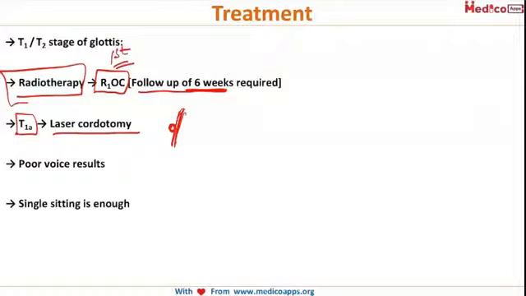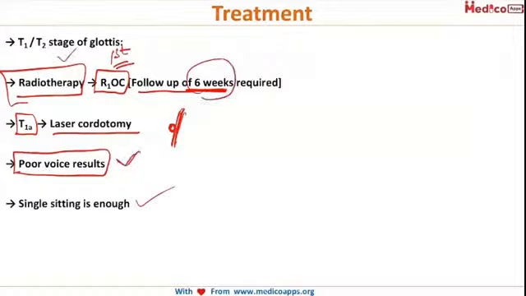Okay, however, the problem with this is the voice results are poor, but the only advantage is that the treatment is done in a single sitting instead of having a 6-week follow-up like radiotherapy. But the patient will have to compromise on his voice quality.